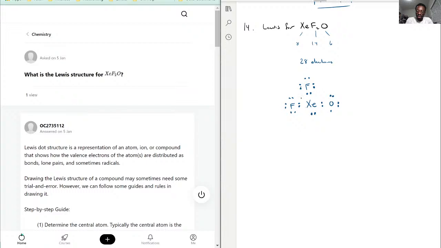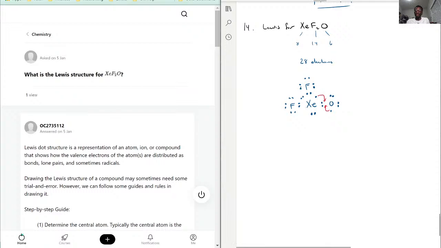Actually, let me do it here. 6, 7, 8. So there you have it. Actually, let me put it up here. We have right now 1 unpaired electron. Okay. So with that being said, these 2 unpaired electrons are going to go ahead and form another bond. So between the xenon and oxygen, it's going to be a double bond.